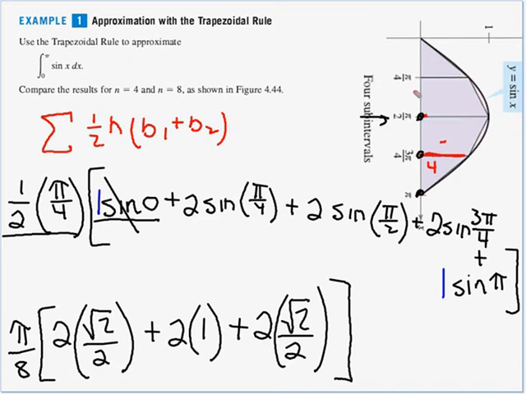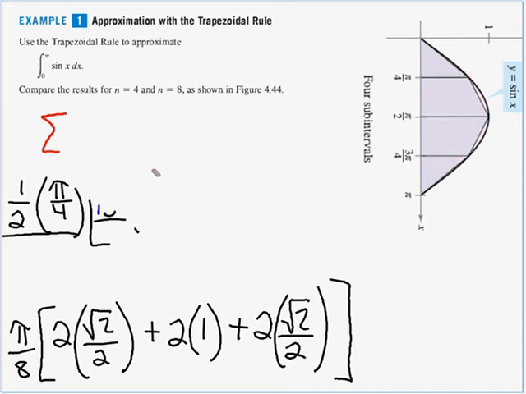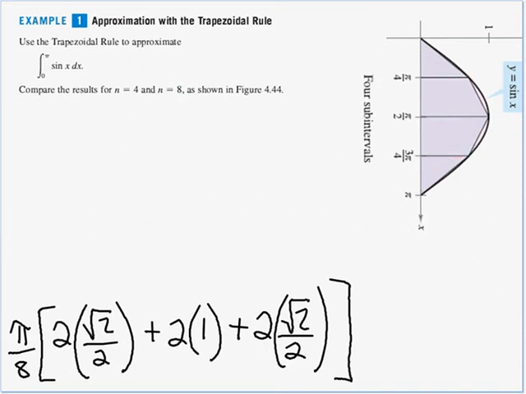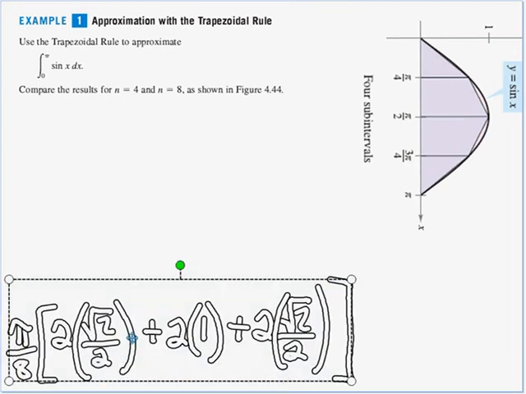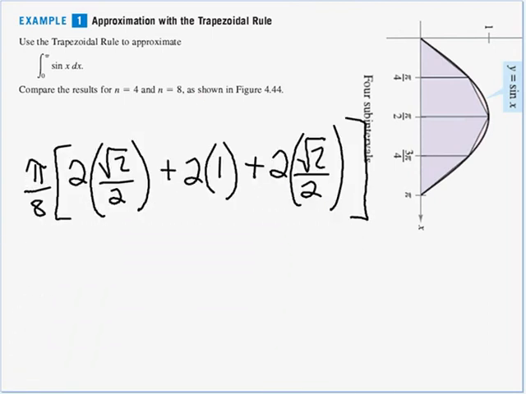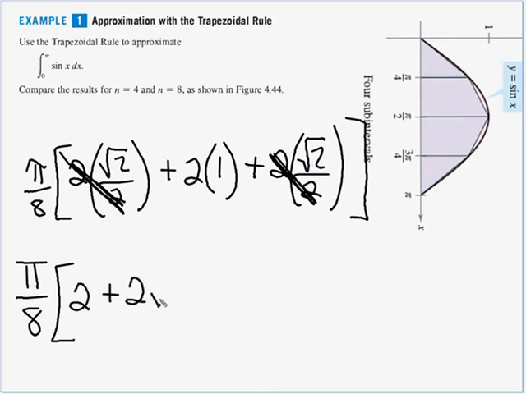So there are the mechanics of cutting that up into 4 trapezoids underneath the sine wave. Let's see what we have here. This 2 divided by 2 will cancel, as it will here. So we're going to have the pi over 8 outside, and then we have a square root of 2 plus 2 plus another square root of 2. So that's 2 plus 2 roots of 2.